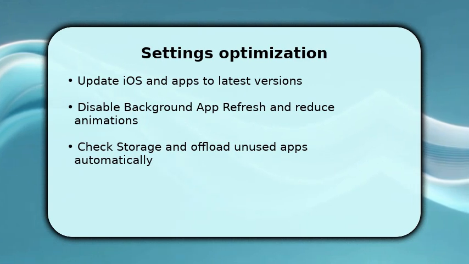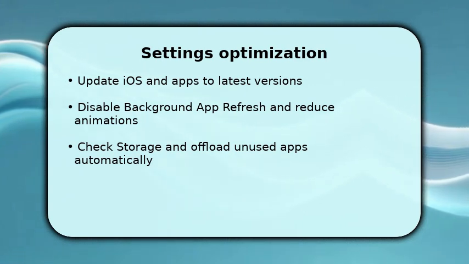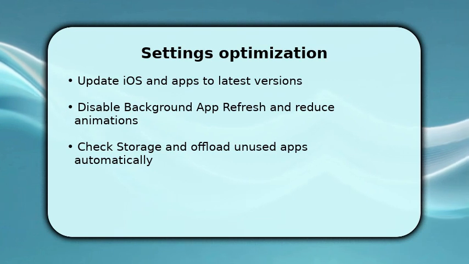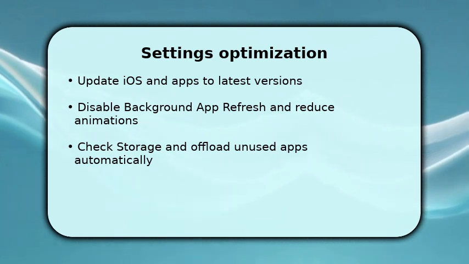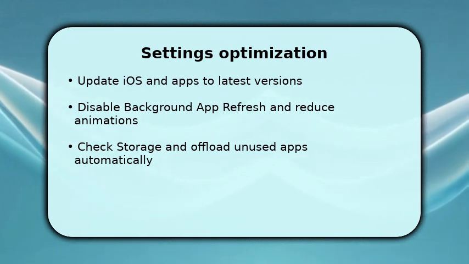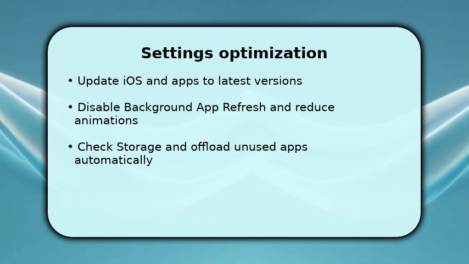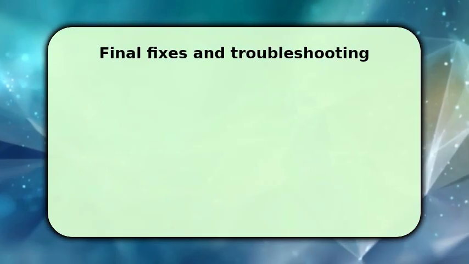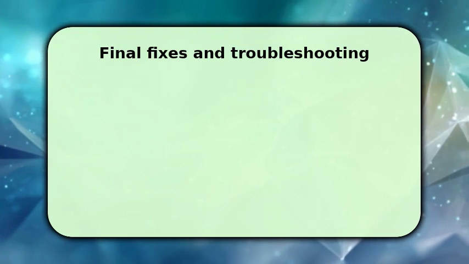Go to Settings, General, iPhone Storage and offload rarely used apps. This retains data but frees code space. Also review large message threads and clear old attachments. These changes lower CPU and GPU load, which improves responsiveness.